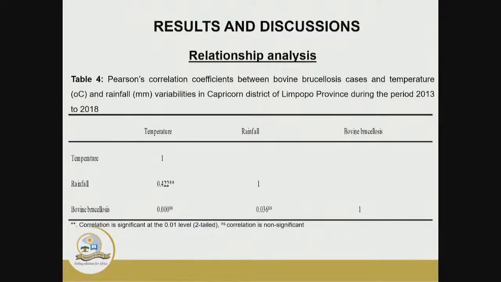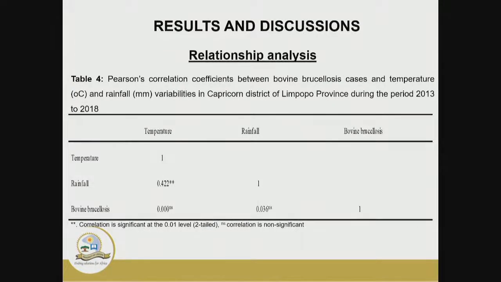So this is from the table here, where Pearson's correlation coefficient was employed. Now we found that there was a weak correlation in Mopani. Okay, the tables are for each district. So this table is for Capricorn district. The correlation we're looking for is bovine brucellosis against the climatic factors.